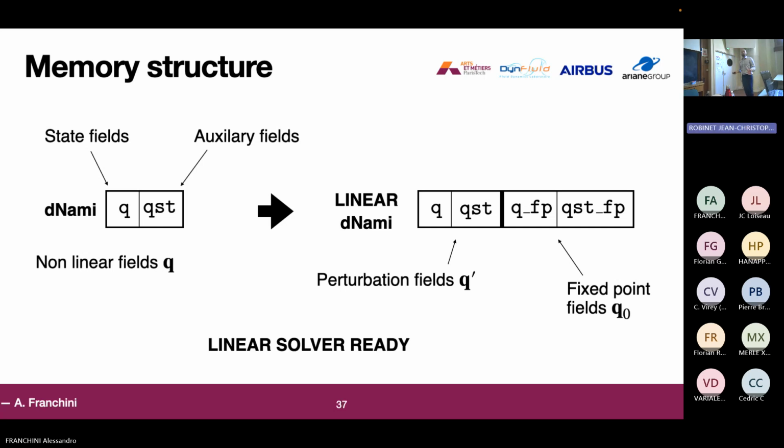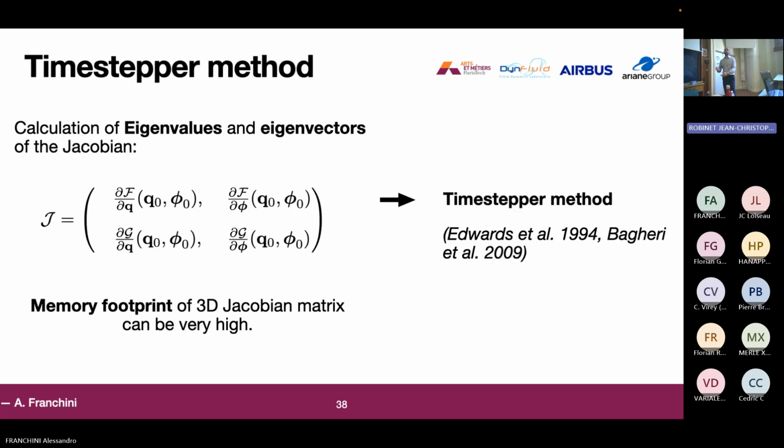So now that the linear solver is ready, we want to use this linear solver to calculate the eigenvalues and eigenvectors of the Jacobian matrix that we showed before. Now, to do that, we chose the time stepper method, because for some very big cases, very data expensive cases, the memory footprint of this Jacobian matrix can be very high. And so the time stepper method is a method that is able to never assemble the Jacobian matrix, and so we just use the application of this matrix with a vector.